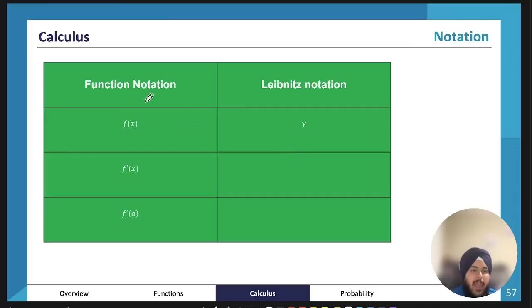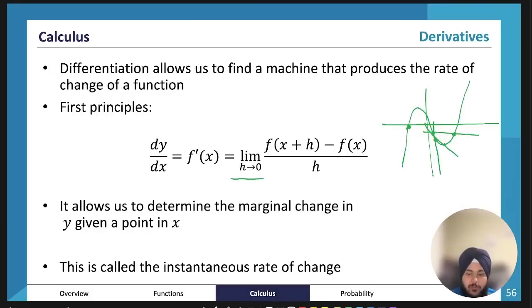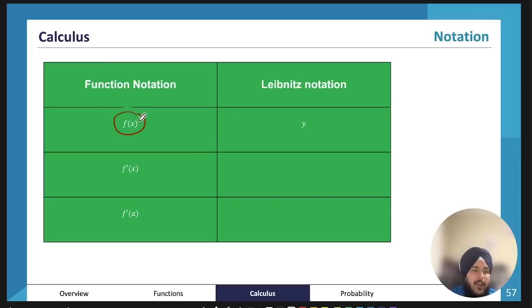So this is what function notation will look like. For function notation, we will usually have stuff like f of x is equal to this. What is the derivative? f of x is equal to this. What is f dash of x? f dash of x is how we denote the derivative of a function that's given in the form of f of x.